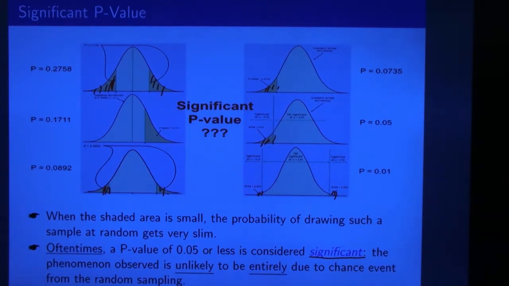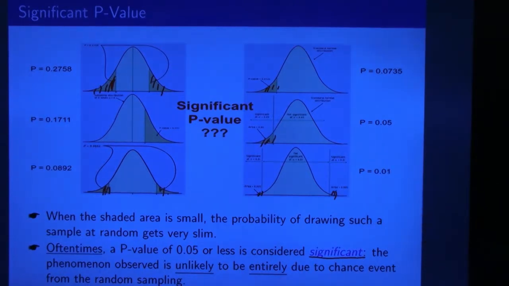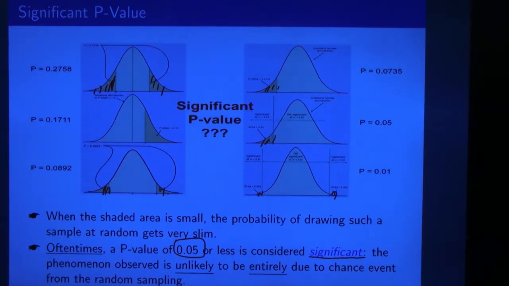We know when we take this sample, it is random. But the randomness alone cannot account for this small p-value, small probability. So this is a significant p-value. When the p-value is too small, it's called significant. By convention, usually 5% or less, for example 1%, is considered significant. Sometimes 10% is also considered significant. Later we are going to discuss how to treat this.